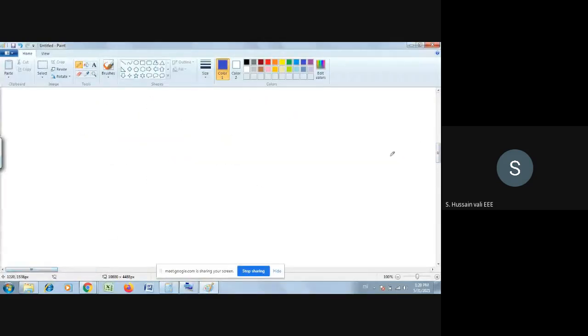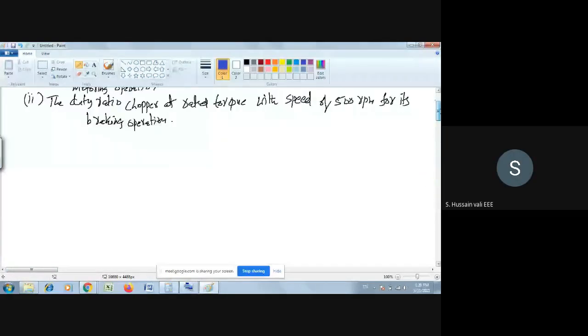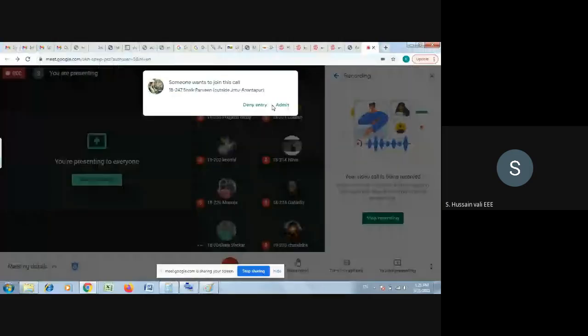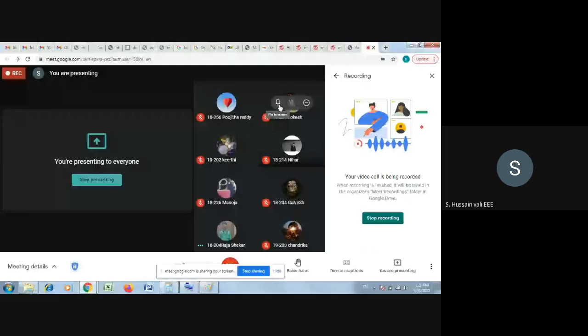Now we solve a numerical problem. A separately excited DC motor with armature resistance 0.01 ohm, with DC supply of 220 volts, 100 ampere, and 1000 RPM, is fed with a chopper control for its motoring and braking operations. Assuming continuous conduction, that's important.